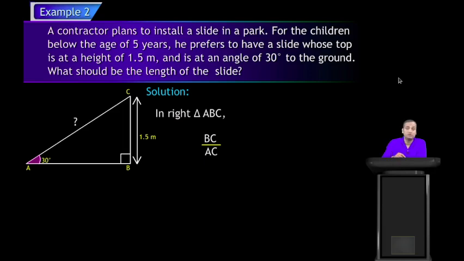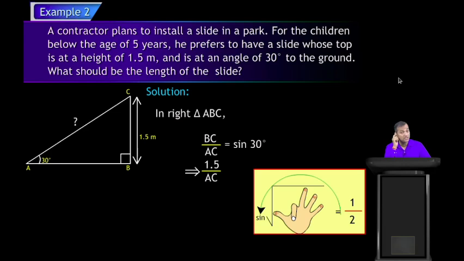Now what is the T ratio of opposite upon hypotenuse? Very good. It is sine. So it is equals to sine, and now put the angle which is 30 degree. So yes, BC upon AC is equals to sine 30 degree. Now we can put the values. The value of BC is, very good, it is 1.5. What is the value of AC? Yes, AC we have to find, so we can put as AC. Now what is the value of sine 30?